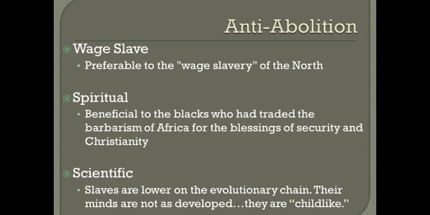The other 3 were wage slave, spiritual, and scientific. Now, the idea was that slavery was preferable or better than being a slave to factories in the North. The northern system was worse. Spiritual: we were benefiting the blacks who had traded the barbarism of Africa for the blessings of Christianity. And it was scientific. Southerners and many people of this time period, not just Southerners, believed that slaves were lower on the evolutionary chain. So their minds were not as developed. They needed somebody to watch them. Who better to watch them than whites?